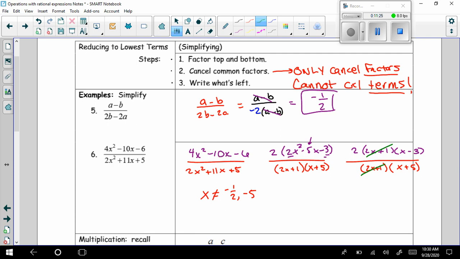Anything divided by itself cancels out. So 2 times x minus 3, or 2x minus 6 if you want to redistribute, goes to the top, and x plus 5 is on the bottom.